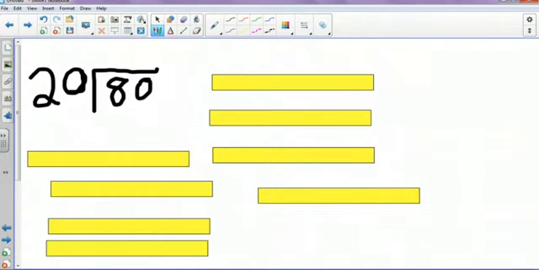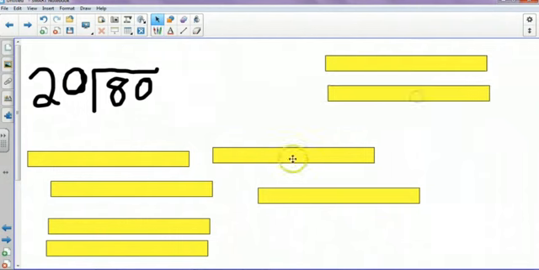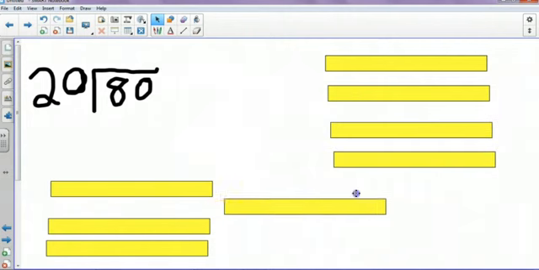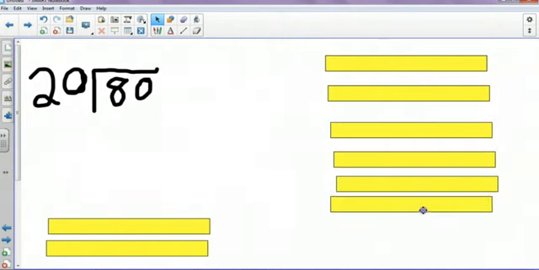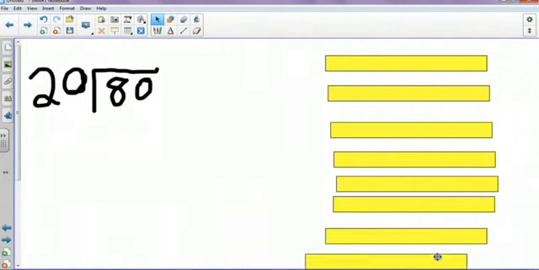Now for our next problem, we are going to do 20, how many times it goes into 80. So 80 divided by 20. First we need to get all of our blocks out. So we have 10, 20, 30, 40, 50, 60, 70, and 80.